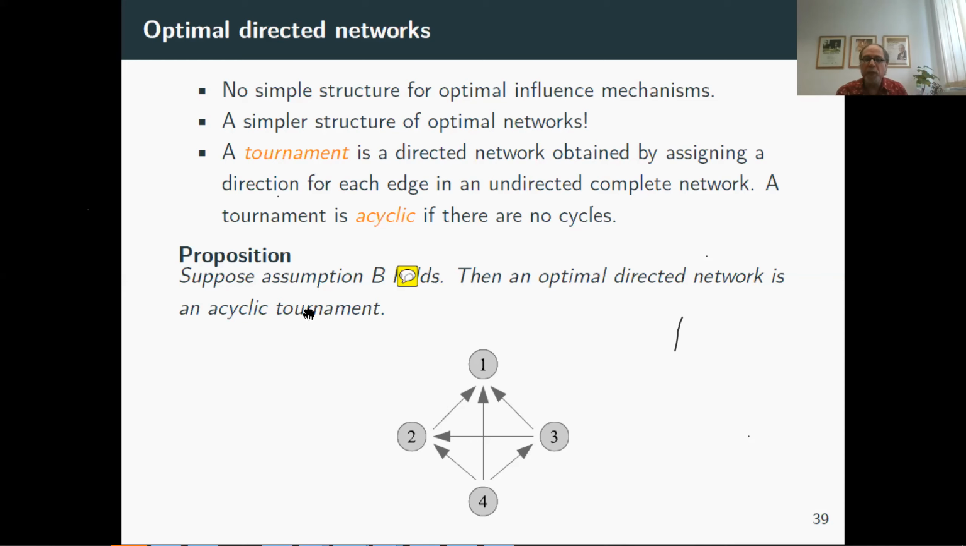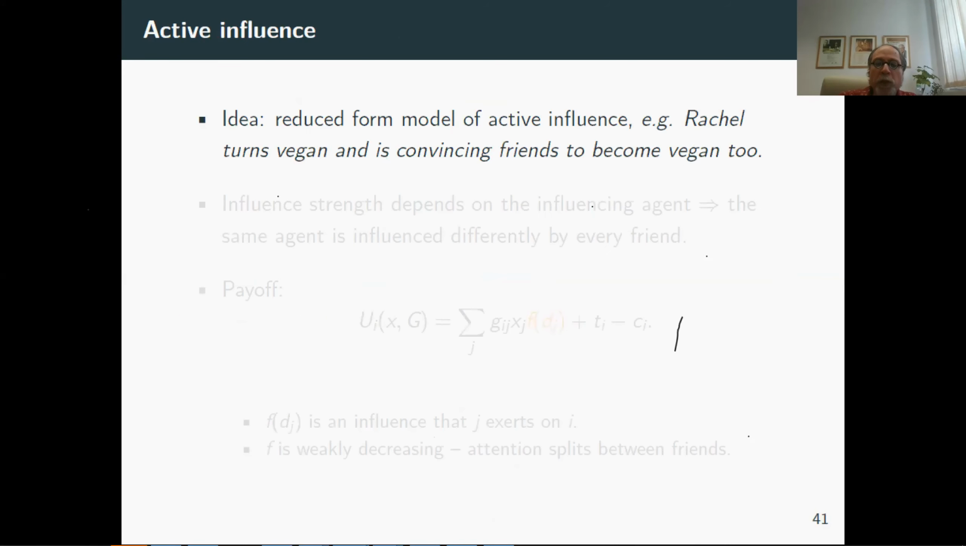Any tournament will be simply a directed complete graph that is acyclic. Every one of these is optimal. I think that is interesting, because what it says is that in a directed graph you never leave two agents without some sort of a link.